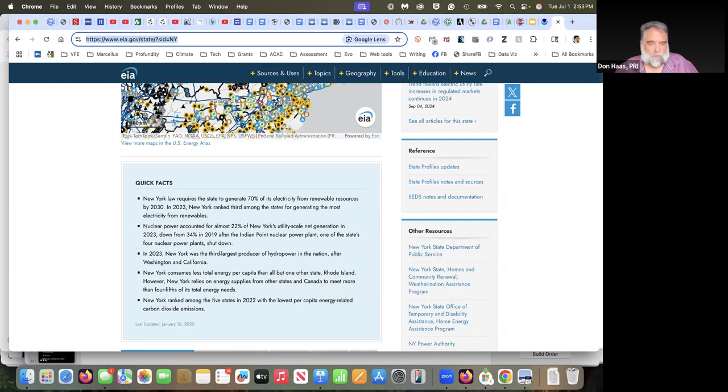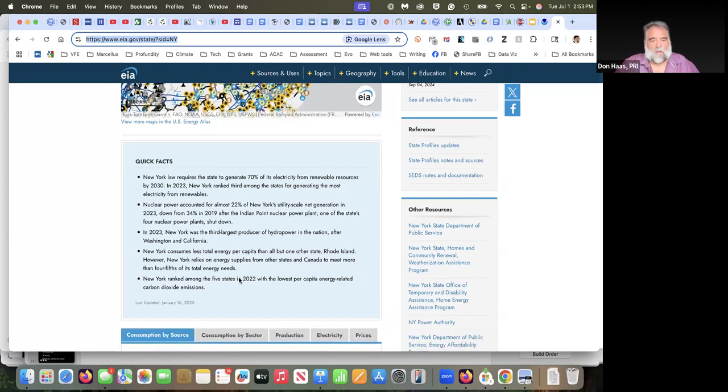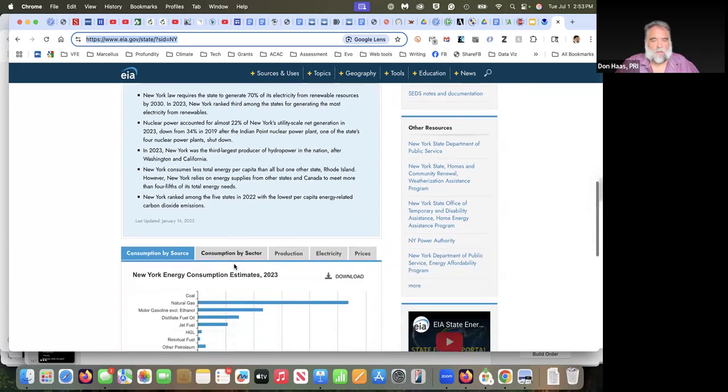And so you can see that New York was the third largest producer of hydropower in the nation after Washington and California. That's because of Niagara Falls, which is the largest hydropower plant east of the Mississippi and the largest power plant in New York State. And we are the lowest per capita. We're 50th of 51 for total energy consumption per capita. And that's largely because of New York City and the dense population there that uses mass transit.